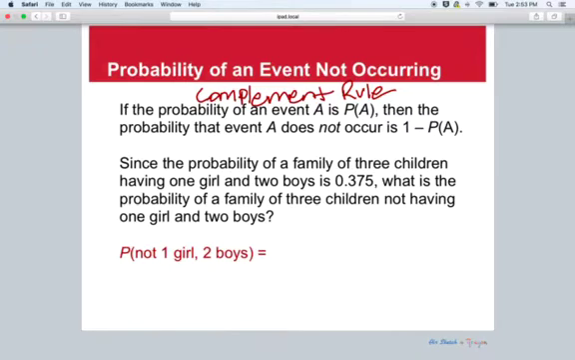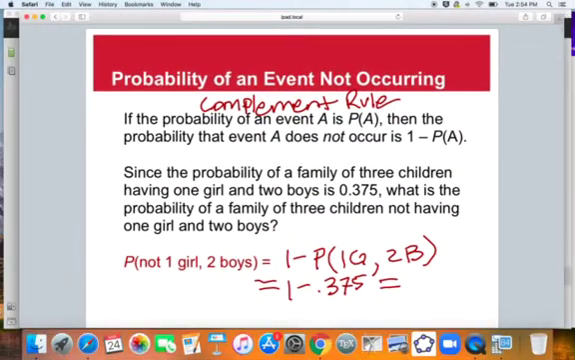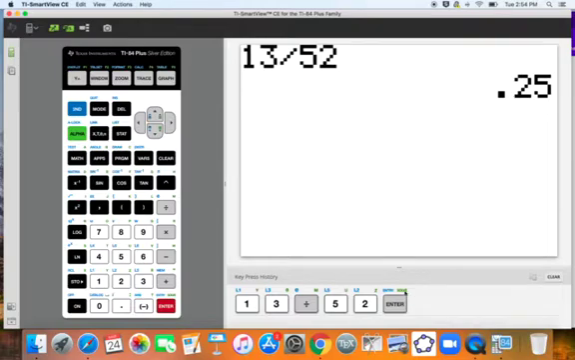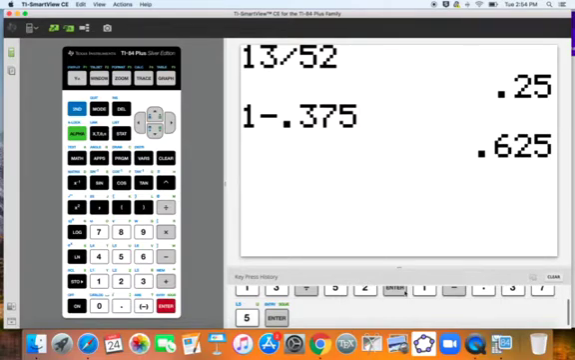So the probability of a family of 3 children having 1 girl and 2 boys is 0.375. What's the probability of a family of 3 children not having 1 girl and 2 boys? That's going to be 1 minus the probability of 1 girl, 2 boys, or 1 minus 0.375, which is, oh boy, 0.625. Great.